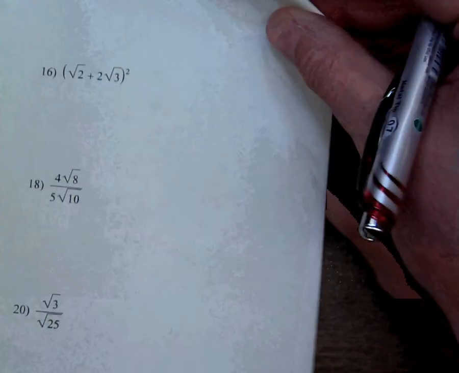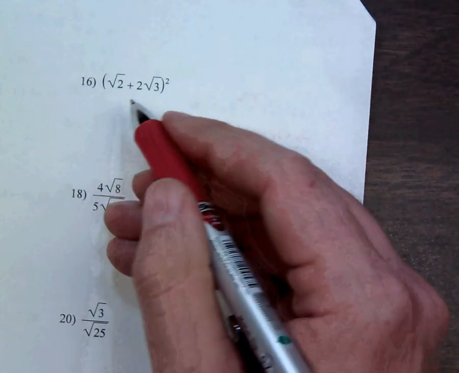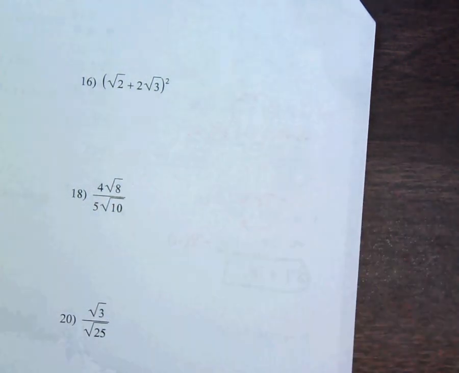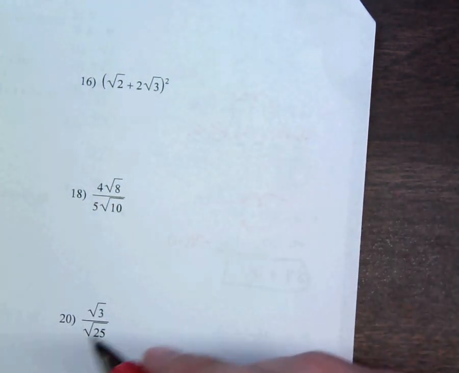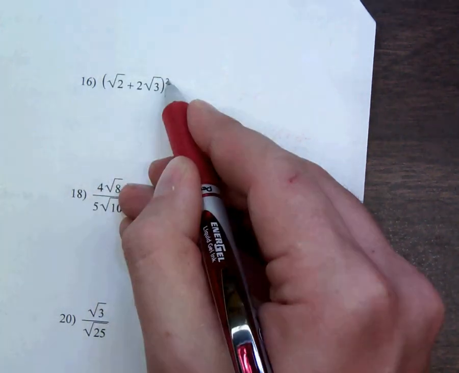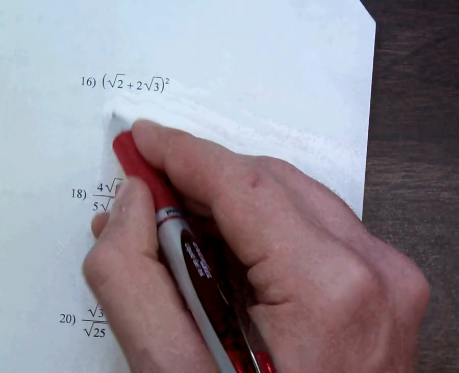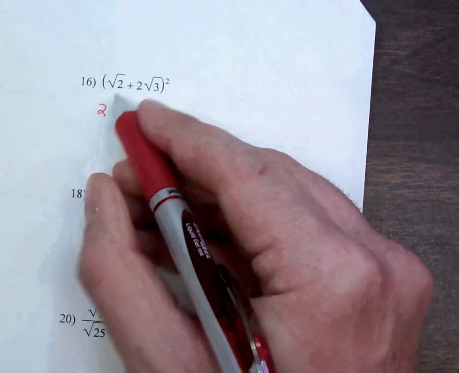We'll do number 16, I think. Here we have square root of 2 plus 2 square root of 3, squared. I'm going to use the square binomial shortcut. We square the first one, and the square root and the squared cancel out and give me 2.